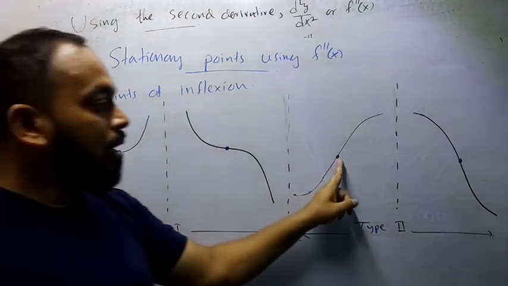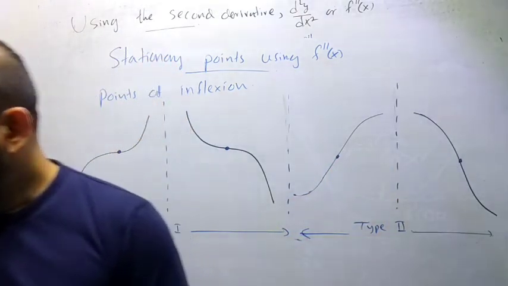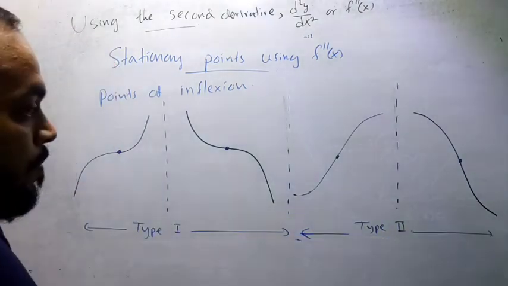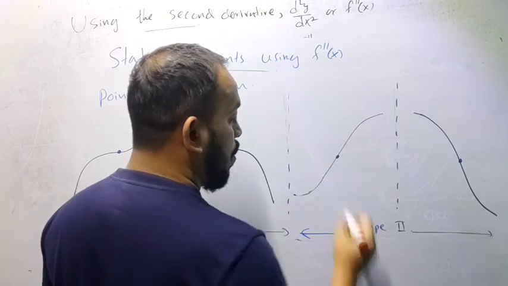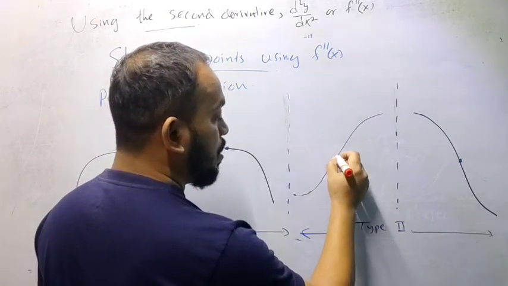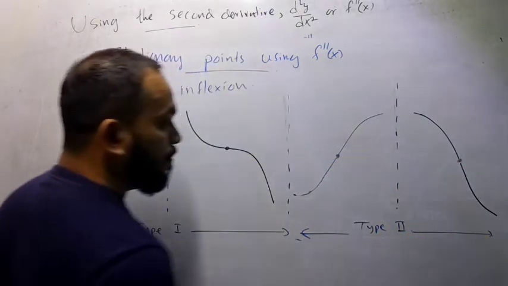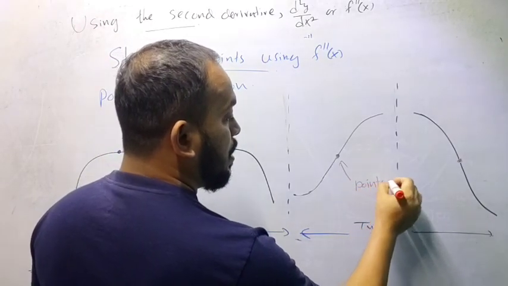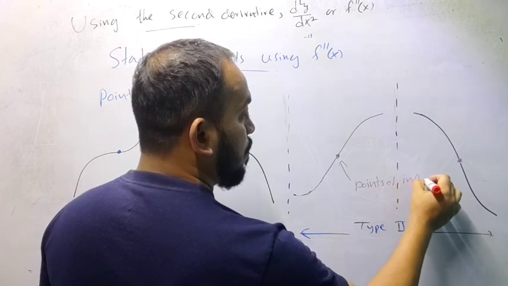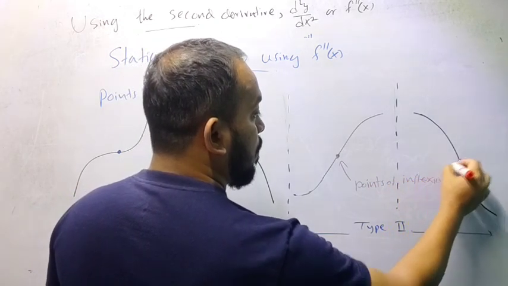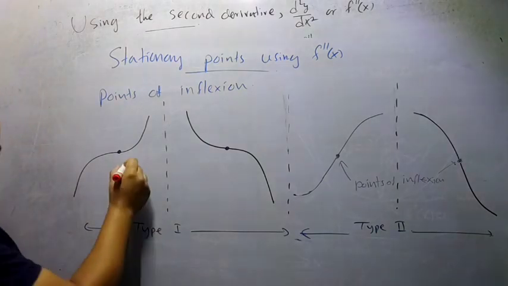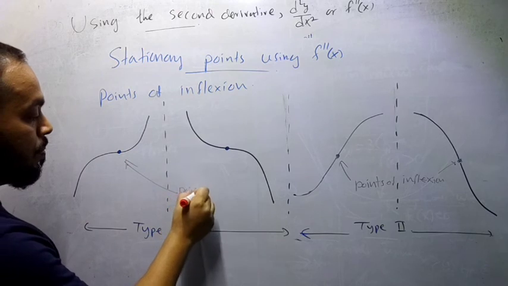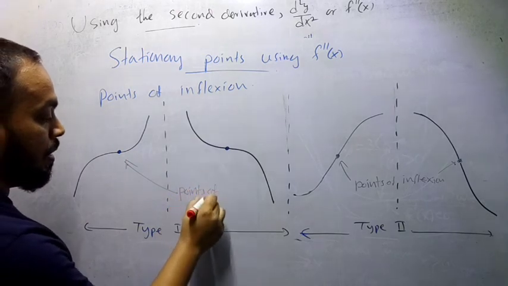But dy by dx does not become 0. dy by dx is not equal to 0 at these 2 points. So this is also called a point of inflection. These are all points of inflection. Here also, points of inflection. These 2 points, of inflection.